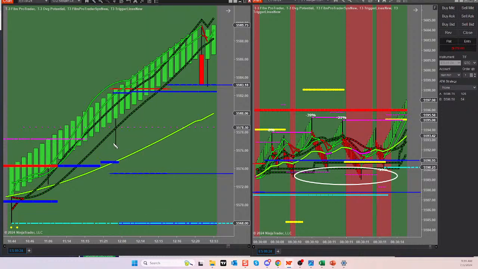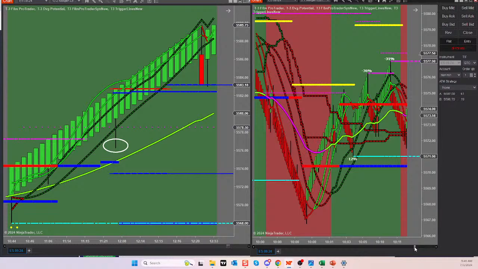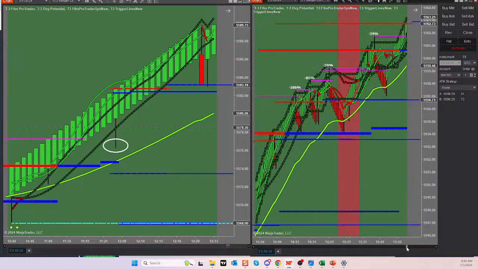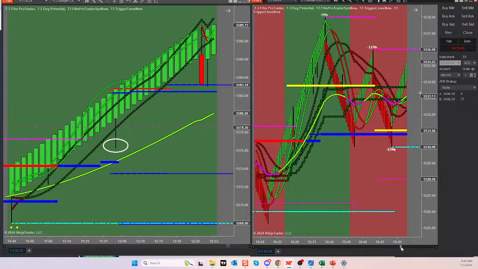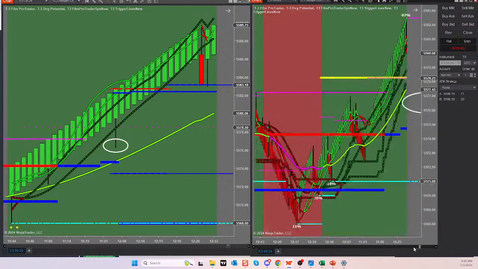I want to say a lot of you took this trade right around noon. So let's scroll back and see if we can find the circle. I may have missed it. That was the short.